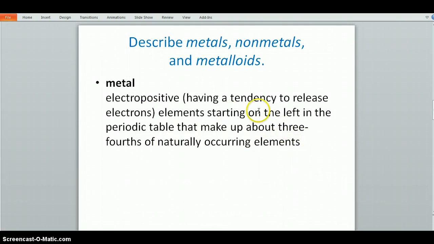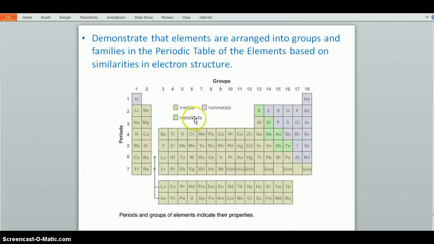So as we said before, metals are the largest group on the periodic table, and these have a tendency to release electrons. They like to get rid of their electrons. So as we saw up here, their similarities in their electron structure, whether or not they have a full outer shell, really is what's causing them to have a lot of their similar properties.